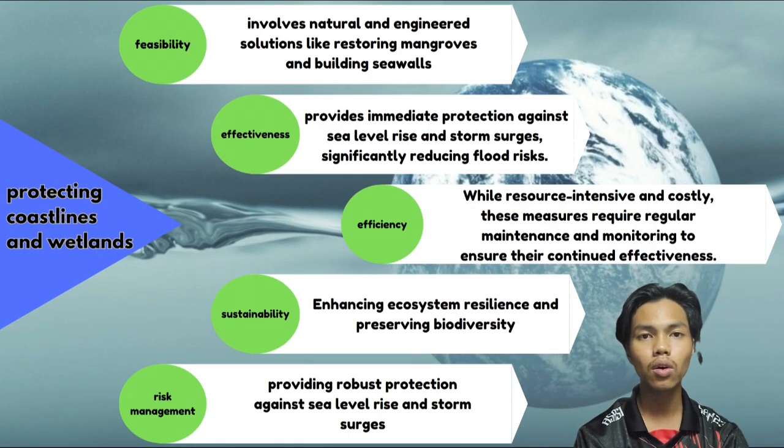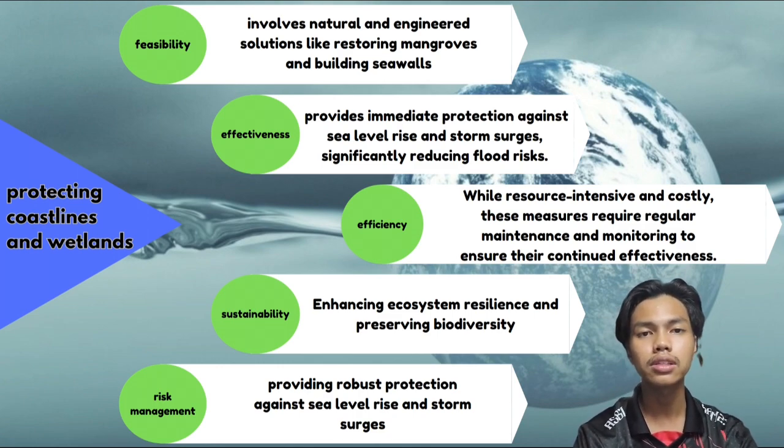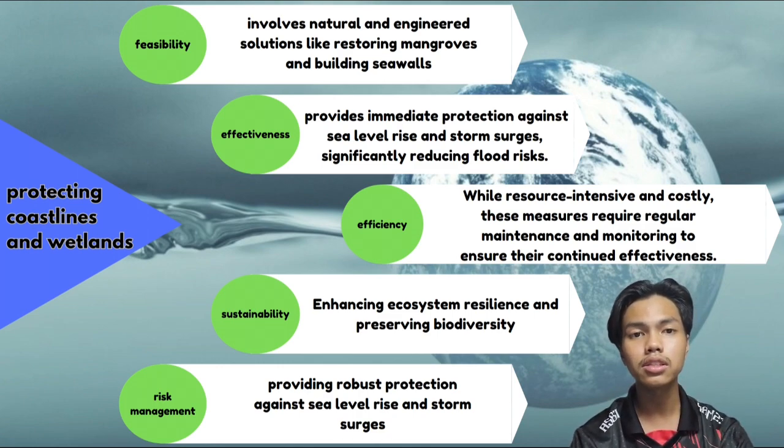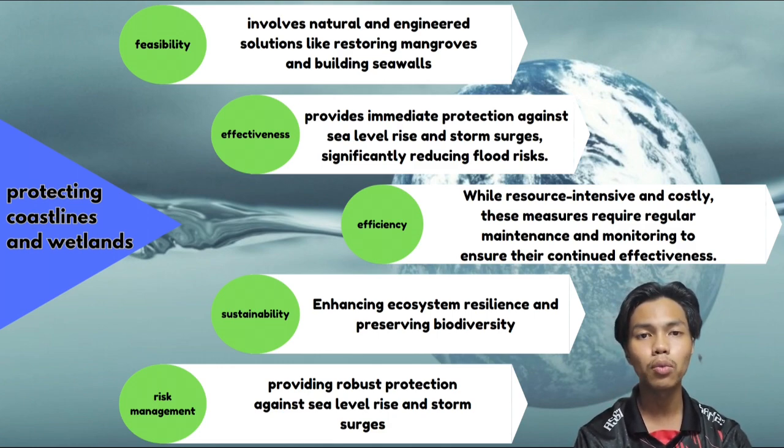Second, protecting coastlines and wetlands through natural and engineered solutions, such as restoring mangroves and building seawalls, is technically feasible and has been successfully implemented in various regions. This solution provides immediate protection against sea level rise and storm surge, significantly reducing flood risk. While resource intensive and costly, these measures require regular maintenance and monitoring to ensure their continued effectiveness.